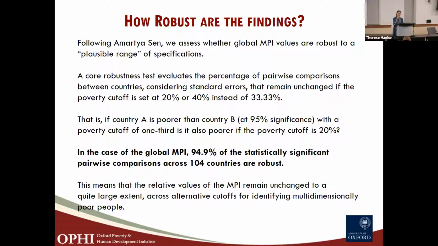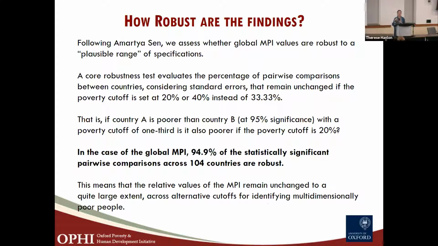And so remember, we have standard errors for everything. So this is my one moment to bore you to tears. But we look at the standard error of each country, and the country next to it, and we see if they overlap or if they're the same. And considering that, we compare every pair of countries across the distribution, and we say, okay, let's say you value a cutoff of 20% and you value 40%. How many of these pairwise comparisons would be different? And we find it's 5%, 5.1. So 94.9% of the comparisons are exactly the same if the poverty cutoff is 20% or 40%. So it's relatively robust.